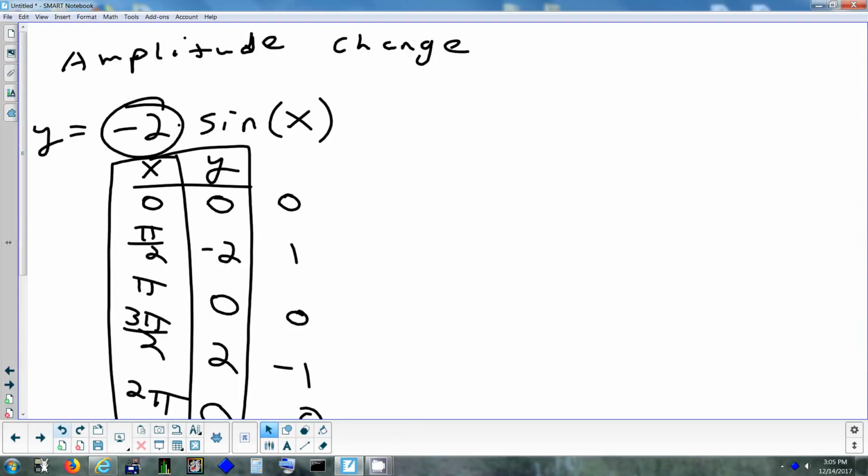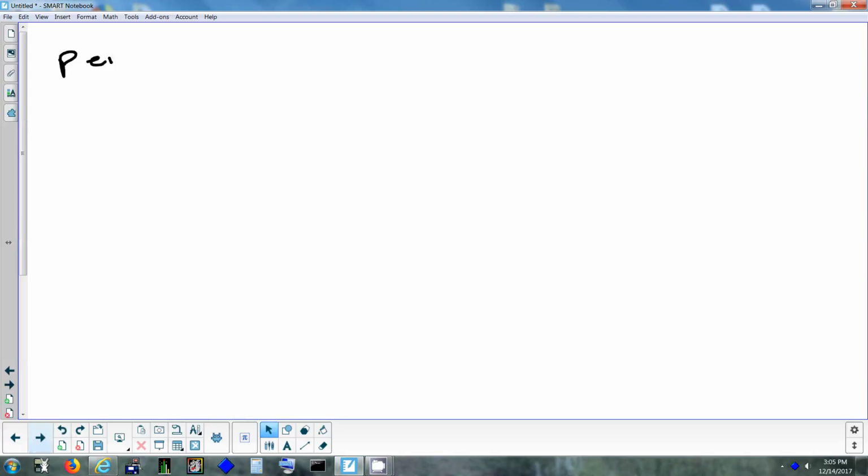And how about graphing it? It's just the same as graphing it regularly, right? Except you can change the scale if need be. I would change my y-axis to go by 2s, and label your x-axis. Period change.